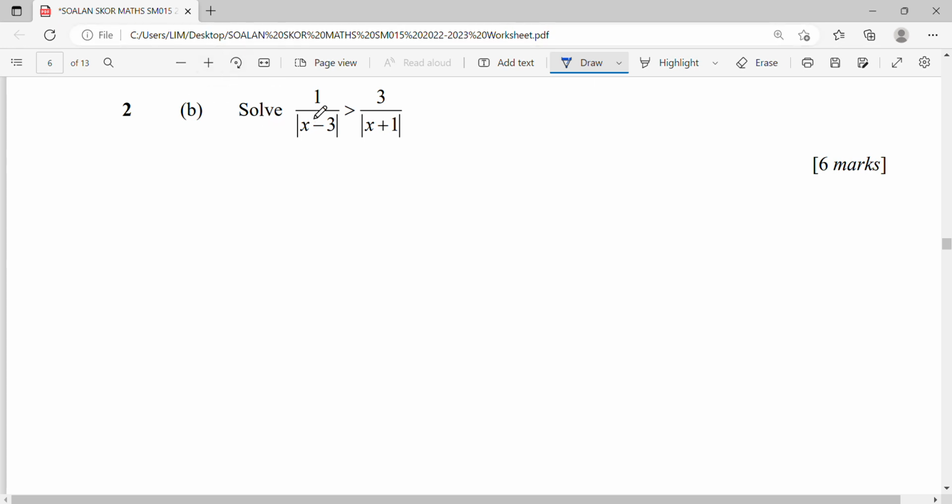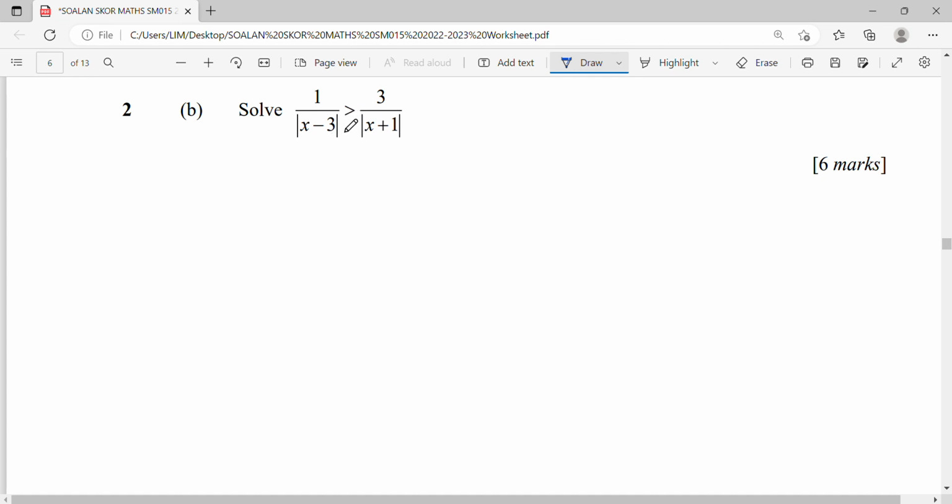So for this question, solve these modulus inequalities. When you're seeing a modulus on the left hand side and a modulus on the right hand side, actually when you have a modulus in the denominator, you can multiply it up to the left hand side and right hand side, because a modulus in the denominator always comes out as a positive result for whatever x.